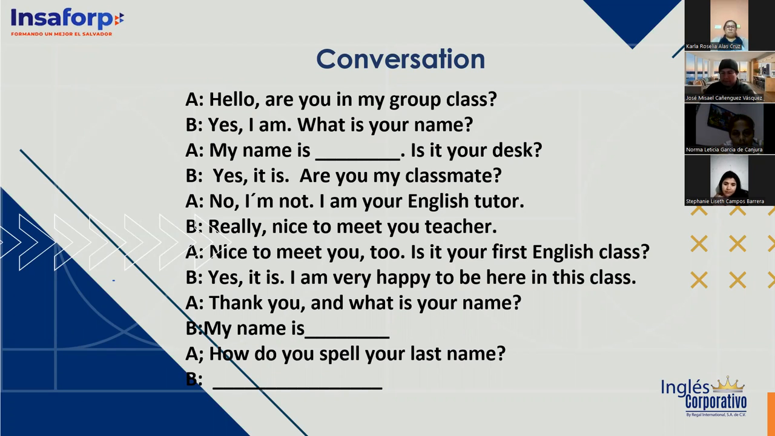How do you spell your last name? Vasquez, you have to say your first name. Tiene que decir su primer nombre y su apellido. My name is Luis Vasquez, for example. Okay, my name is Jose Vasquez. Jose Vasquez, okay. How do you spell your last name? That is the question. B-A-S-Q-U-E-C. Okay. Z, that is Z. Okay, very good.